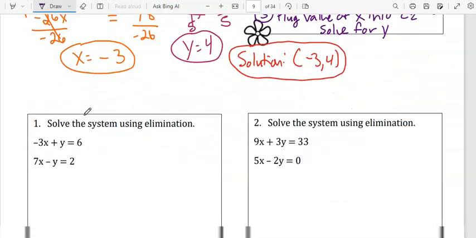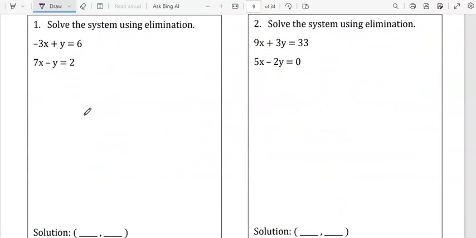Try the similar problems below. When you're done, check your work and move on to the next skill.